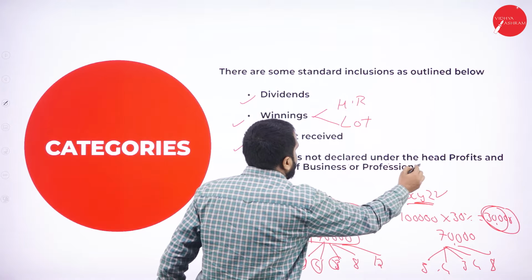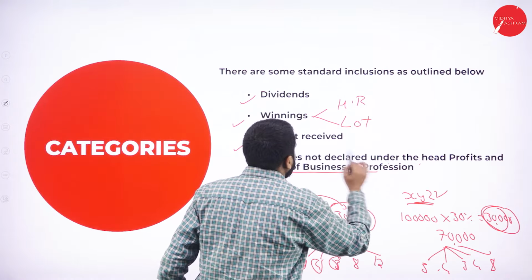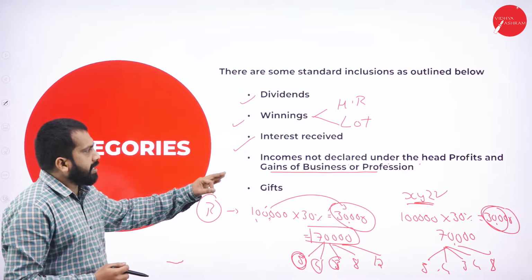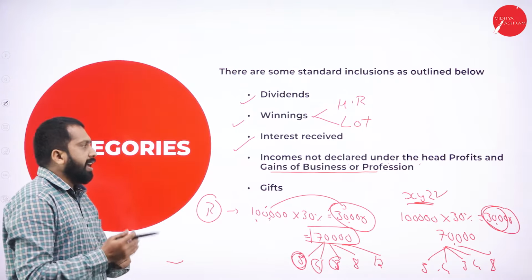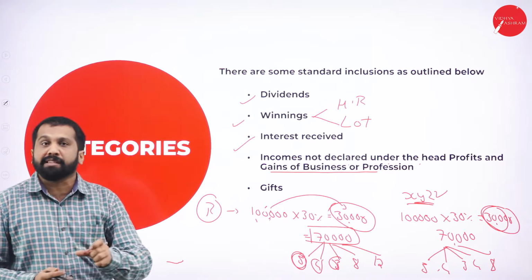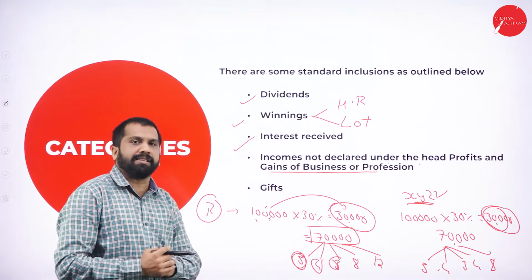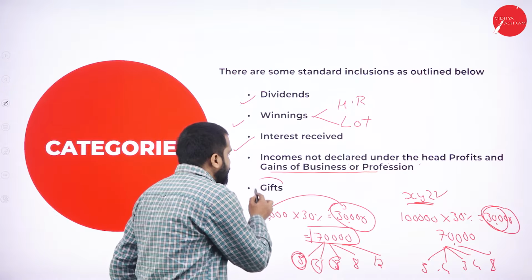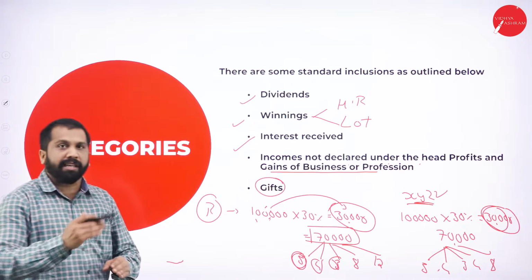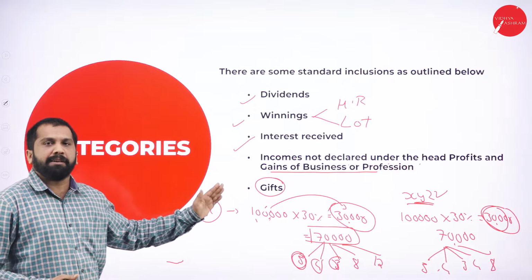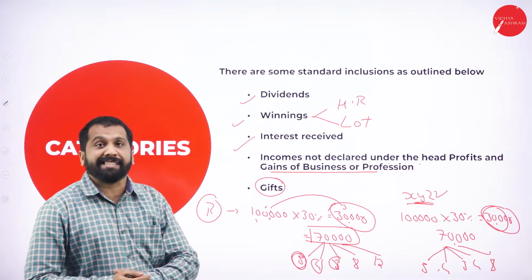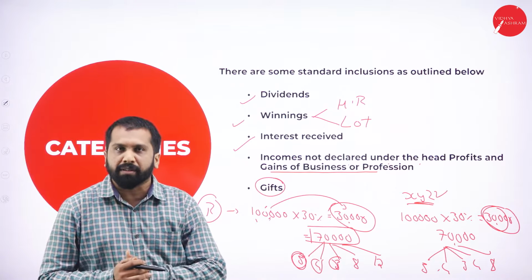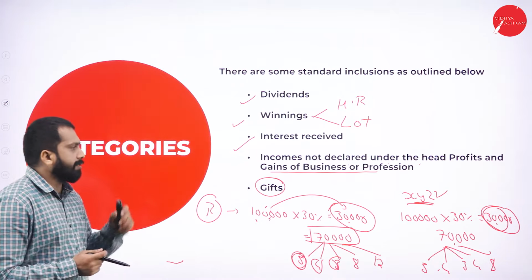Then income not declared under the head profits and gains of business. There are a few items which are not declared under other heads, and any income which doesn't come under business or profession we are supposed to consider as income from other sources. Then any gift. I'll go into detail about gifts later in the next slide. Any gift received is exempted with conditions. I'll tell you which are those conditions. Hope you are clear. These come under income from other sources.